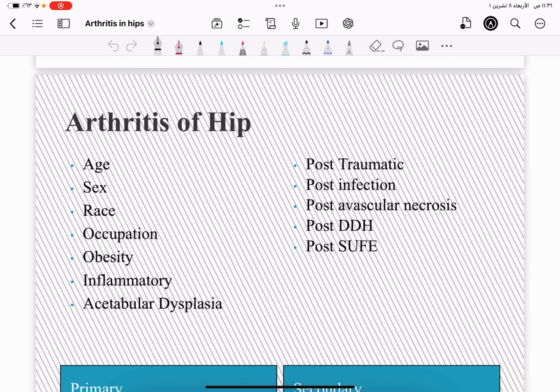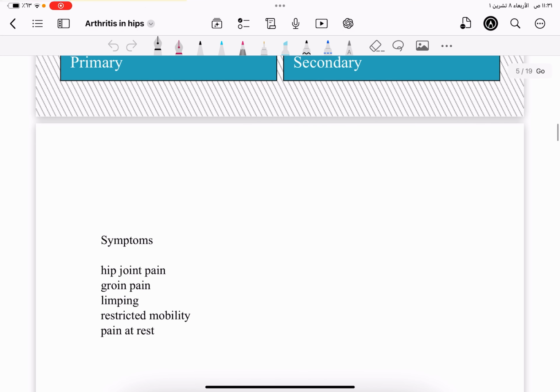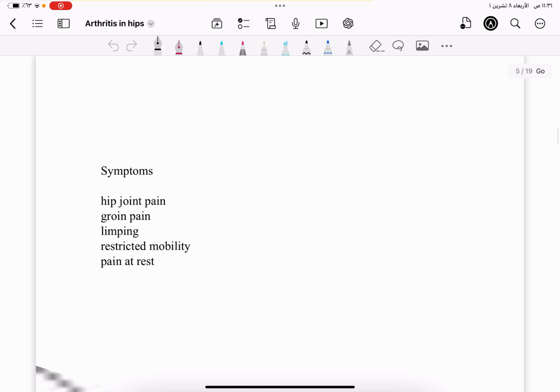So these are secondary causes. We always look systematically. You start with anatomy, epidemiology, presentation, history, examination. Symptoms: hip joint pain is a common symptom. Pain is the common symptom. Groin pain in the hip, because the hip is the groin. Common mistake, people think this is the hip. No, the hip is here, the hip joint.